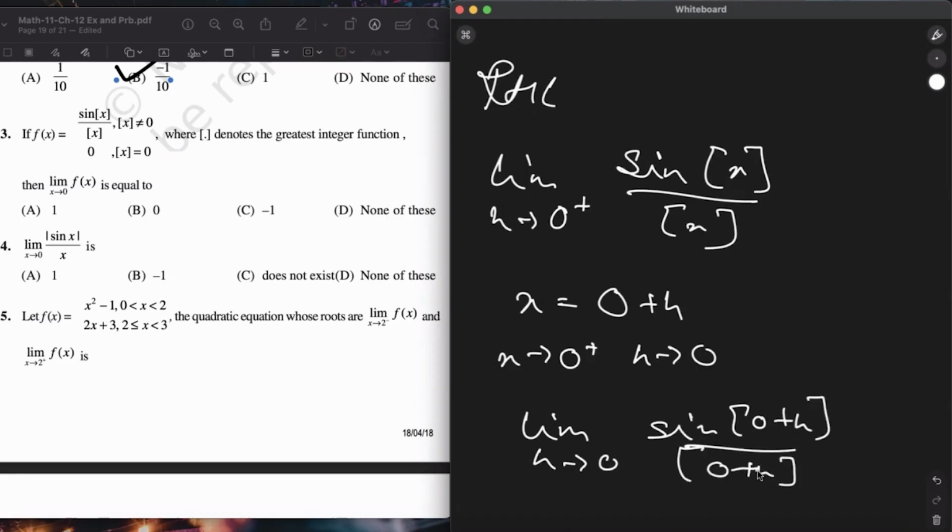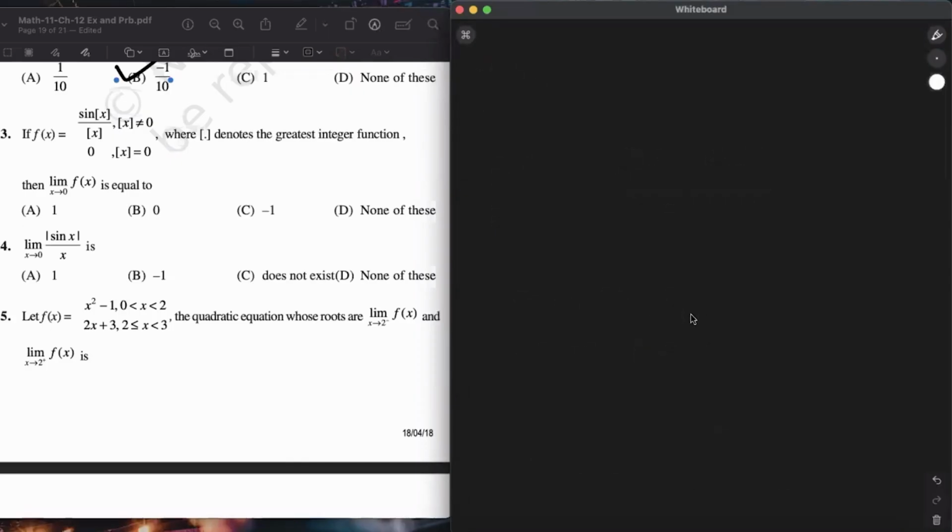Now as h is like 0.0000001, it is greater than 0. The greatest integer trailing that number is 0. So sine 0 by 0. And for h tending to 0, that will return a value of 1.